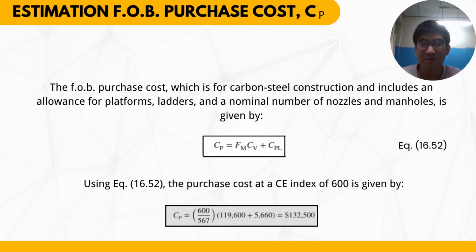Finally, we have to achieve the ultimate goal of estimation of the FOB purchase cost, CP. The FOB purchase cost, which is for carbon steel construction and includes an allowance for platforms, ladders, and a nominal number of nozzles and manholes, is given by equation 16.52. Using the equation, the purchase cost at a CE index of 600 is given by CP equals $132,500.